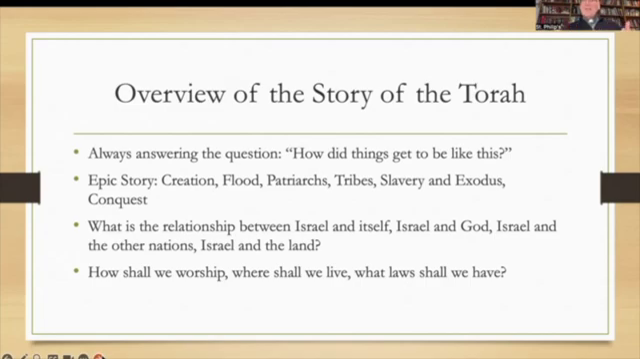In a way, you could look at the Bible as just a bigger version of this, the epic story of the people of Israel being told and passed on to the next generations. It's also answering the question of what is the relationship between Israel and itself as a people, Israel and God, Israel and the other nations, and Israel and the land. All of these factor very much into the story that's told in the Torah.